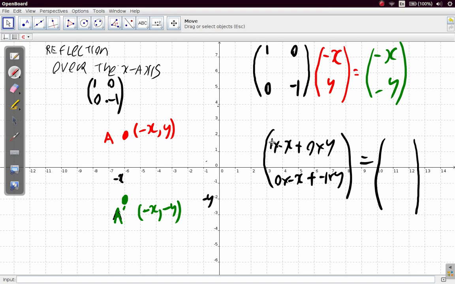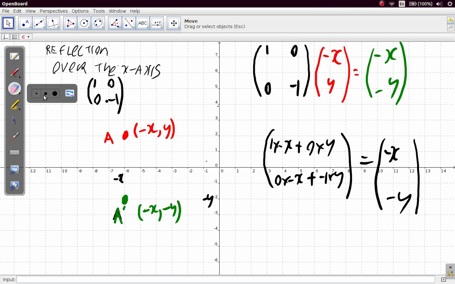Let's see. 1 by negative x is negative x, plus 0 by y, but that's 0, so we can leave it off. 0 by negative x is 0, so we leave that out. Then negative 1 times y gives you negative y. Okay, so it does work. So this matrix, 1 0 0 negative 1, always reflects a point over the x-axis. And if we have a line with 2 points, we do it on each. If we have a triangle, we perform that transformation on each point.